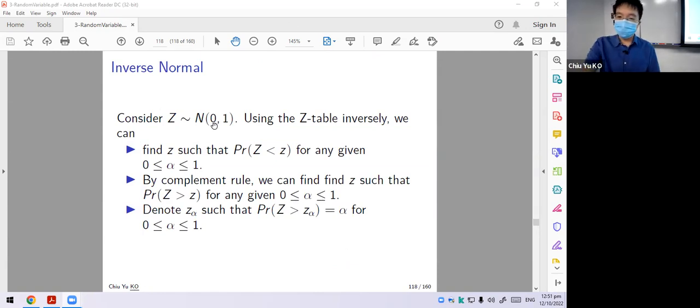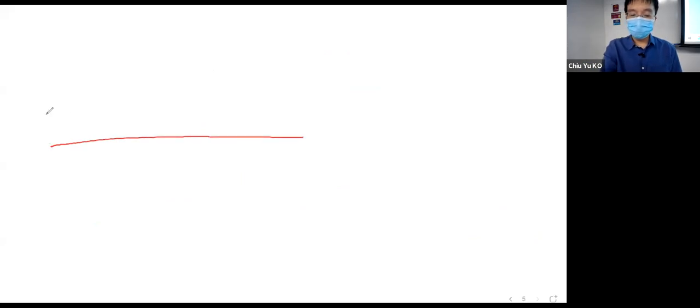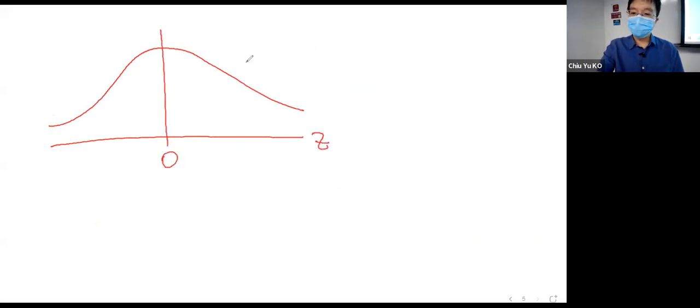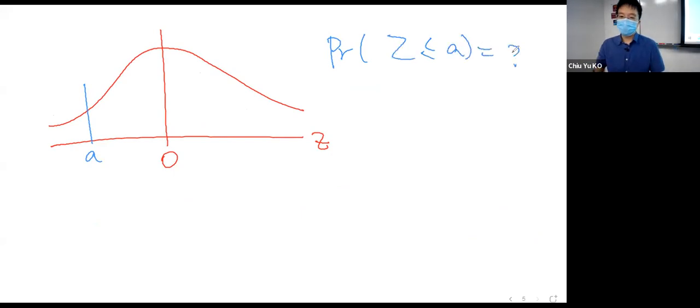Inverse normal is just the opposite of the case we have seen. Let me go back to here to explain. What we have is we ask the following question. We have a Z0 here, and we are given A. The question we have been talking about is: Z less than A is what? We ask for this area, and we know how to do it. This is what the Z table tells us.